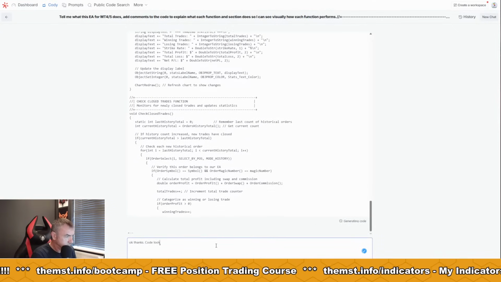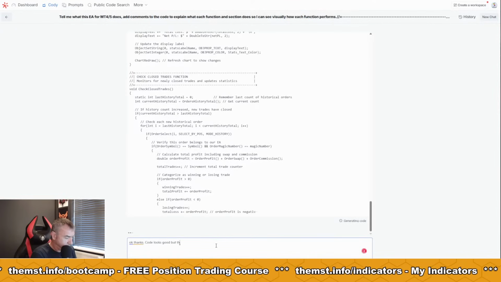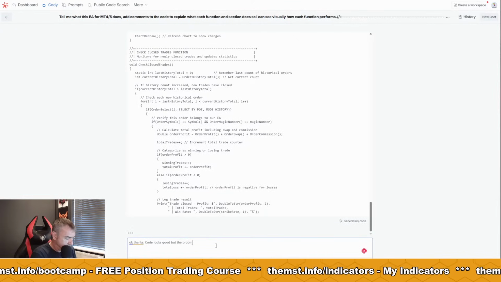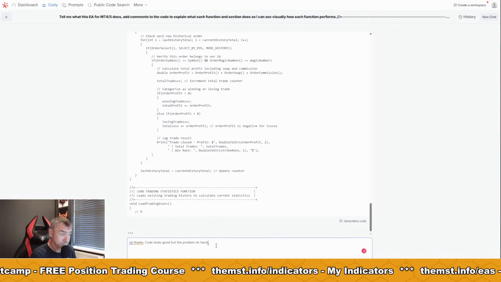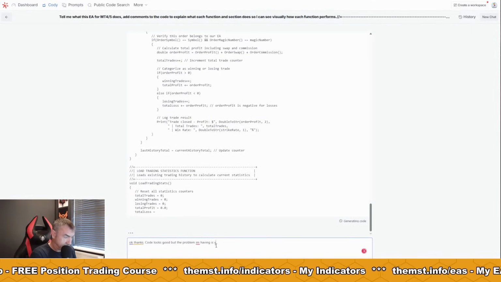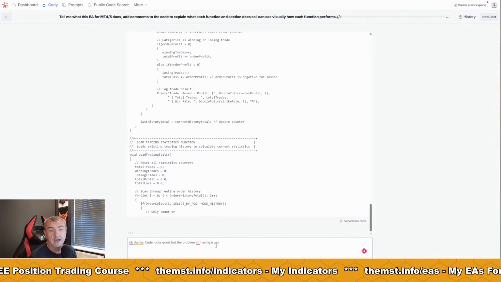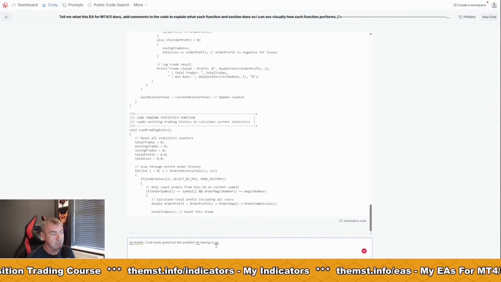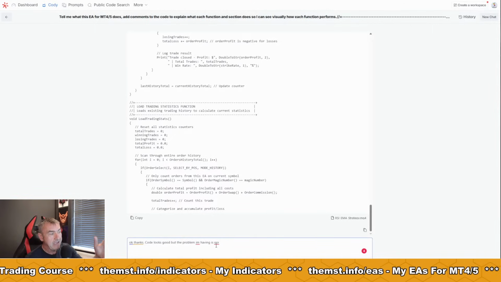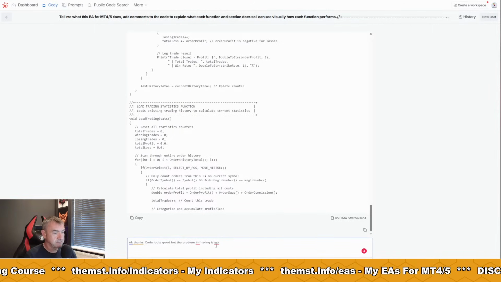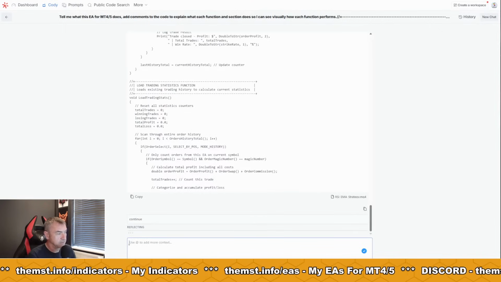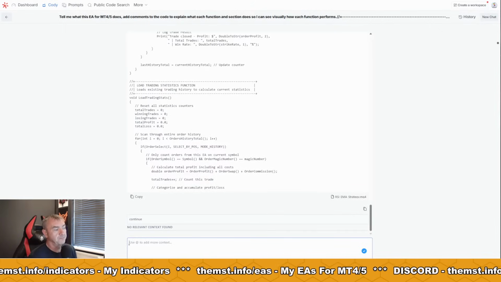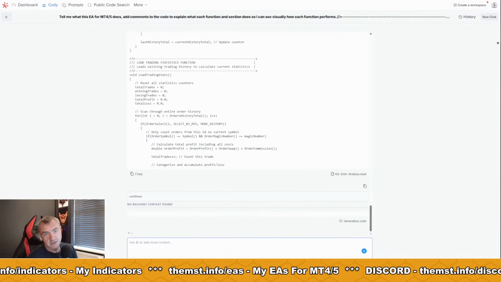Code looks good, but the problem I'm having is XXX. Explain in layman's terms the problem that you're having. It has now read your entire code base. You need to go continue there. There you go. There's another example of it getting stuck, which it does, because it's just hitting memory limits in your browser, basically.